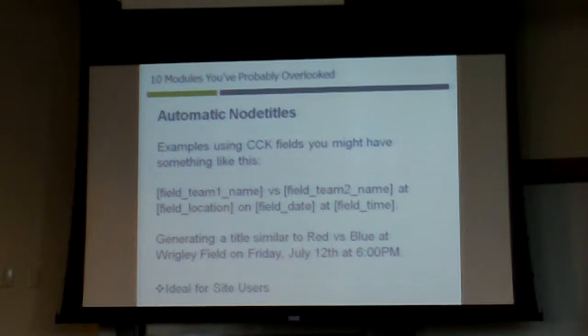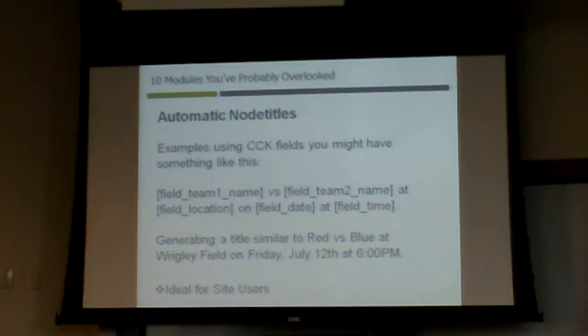of the first team, the name of the second team, the location, the date and time, and then you can see the output here. It would be if they were to put in red versus blue at Wrigley Field on Friday, July 12th at 6 p.m. So that's all data that's just put into basic CCK fields that generates the title.